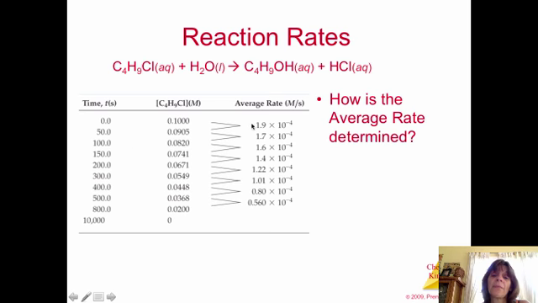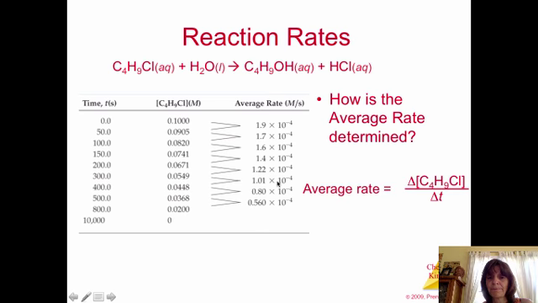And notice the rate decreases as you go along. That makes sense because as there's less and less reactant, there's fewer and fewer reactant particles, those butyl chlorides, to collide with the water to change into the alcohol. So the reaction is going to go more and more slowly over time.